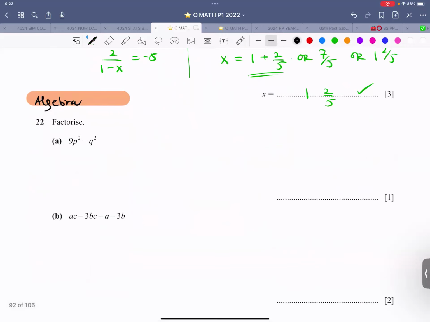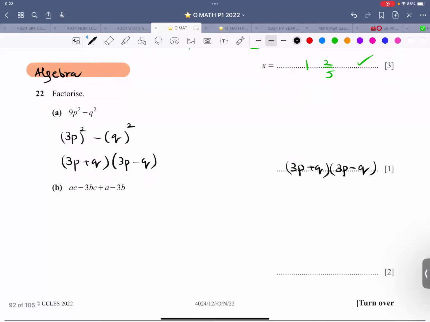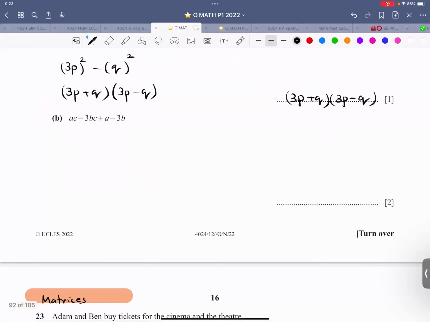Factorization, basic. 9p squared, let me write it properly, (3p) whole square minus q whole square. This is about difference of two squares, that is (3p plus q)(3p minus q). And then there are four terms.